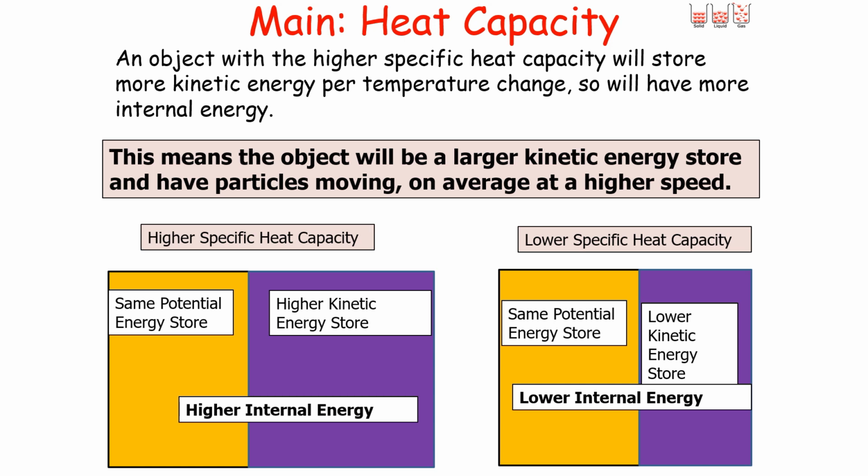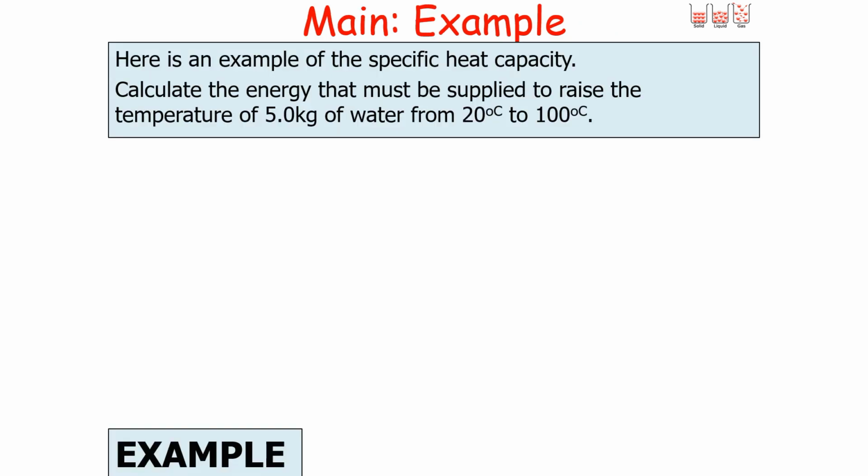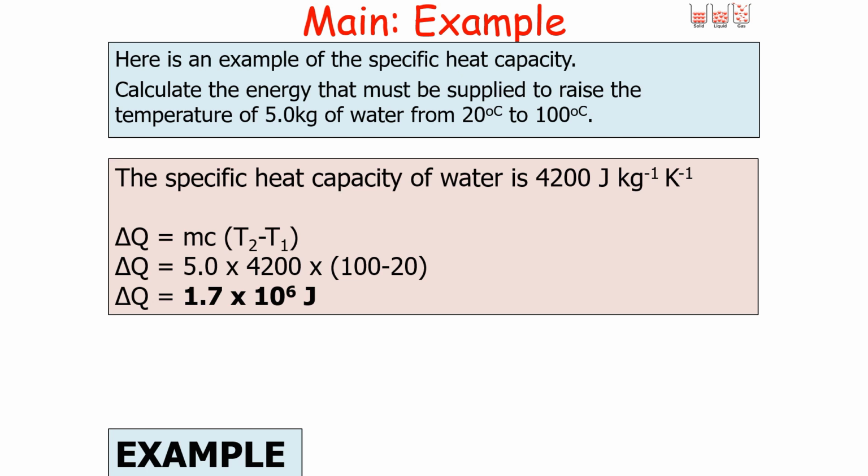So let's now look at an example of a calculation with the specific heat capacity equation. Calculate the energy that must be supplied to raise the temperature of 5 kilograms of water from 20 degrees to 100 degrees Celsius. The specific heat capacity of water is 4,200 joules per kilogram kelvin. Now you will be given that in a question in your examination. Now the equation is delta Q is equal to mc delta T.